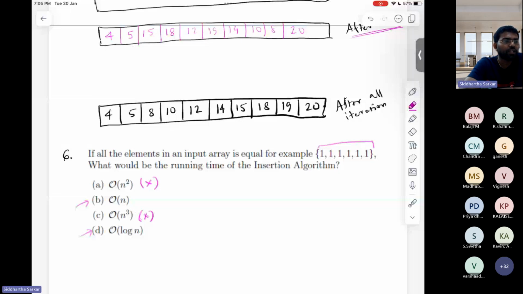B. Vishal is saying B. That is correct. So B is the correct answer. Why is that?